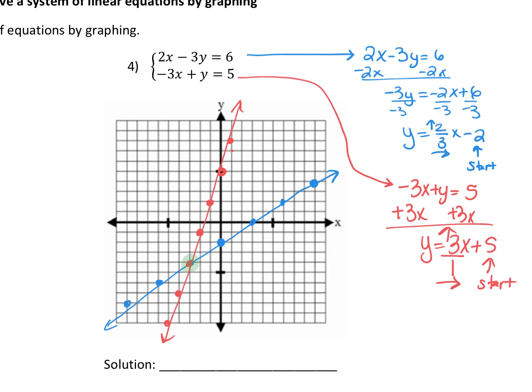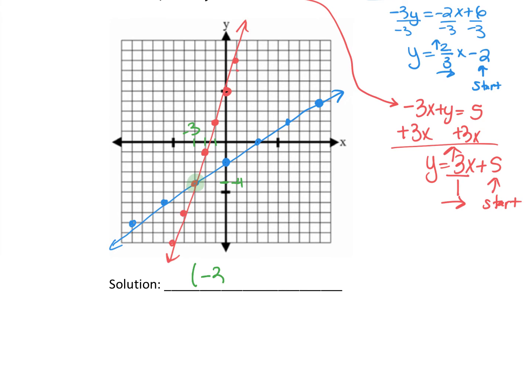And so I can see my solution is right here at negative 3, negative 4. So negative 3 comma negative 4.